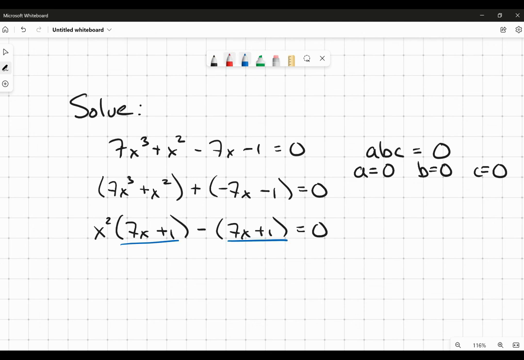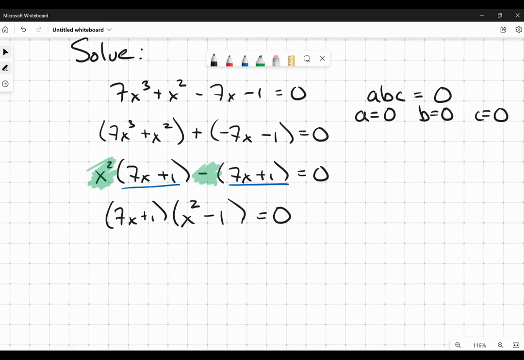Now I've got this 7x plus 1, 7x plus 1 there. It's common to both terms. So I'm going to take it out. In the first term, it was being multiplied by x squared. So I write x squared here. From the second term, it was being multiplied by that negative 1. So I put the negative 1 there. So yeah, I can see the 7x plus 1 is getting distributed to the x squared and then the negative 1.